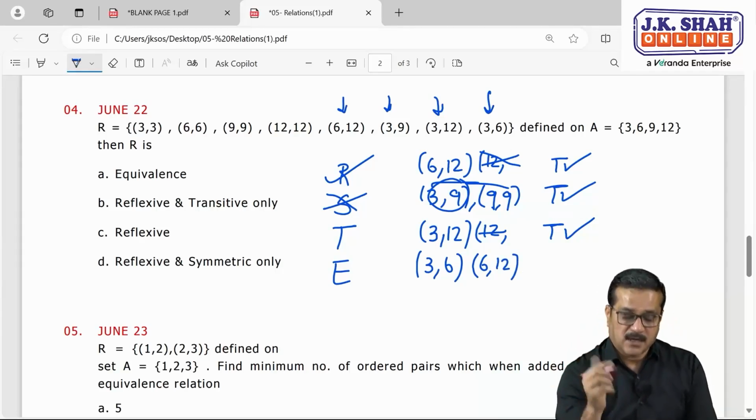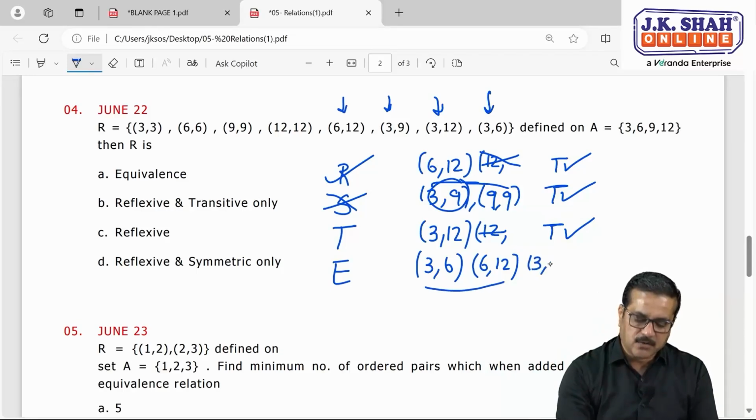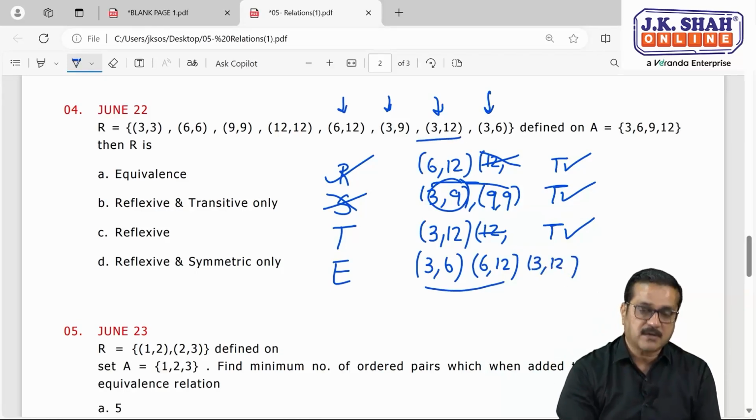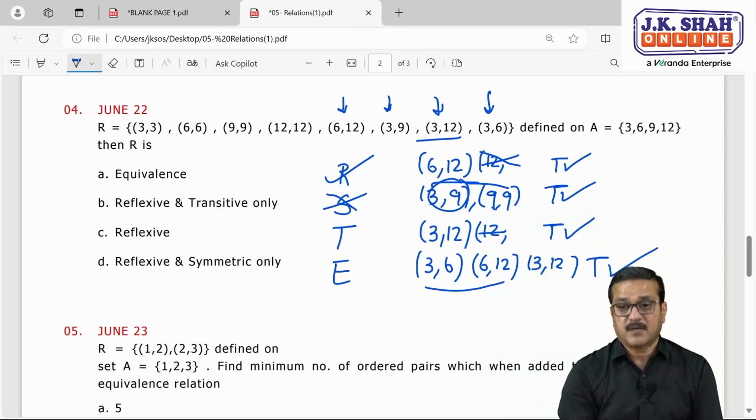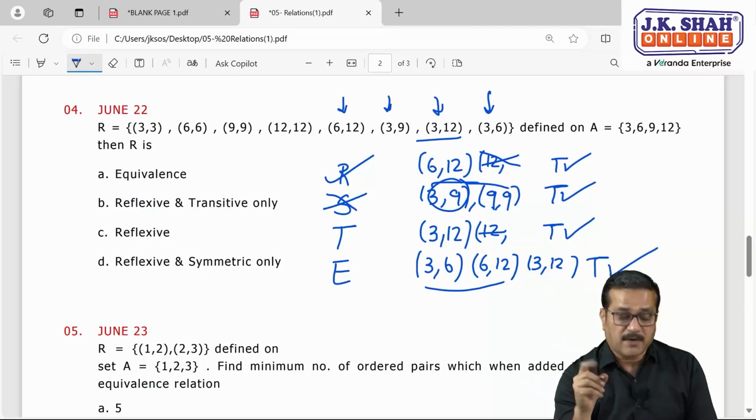No, don't go by that. Now I need 3,12 to make it transitive. Do we have 3,12 in our R? We have it. So I am enjoying. My transitivity holds till the last ordered pair. Now I say it's transitive.